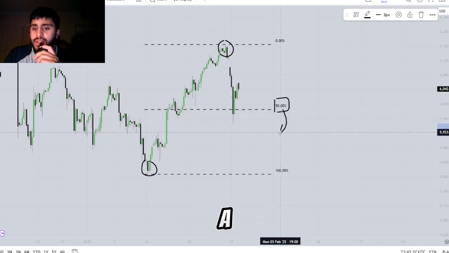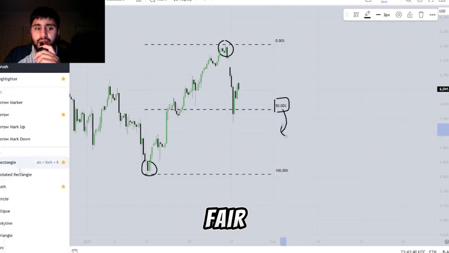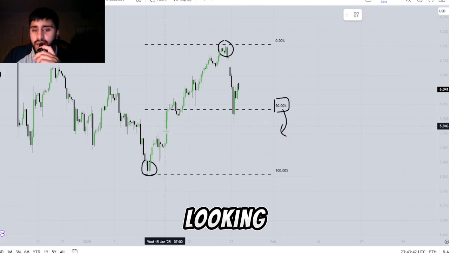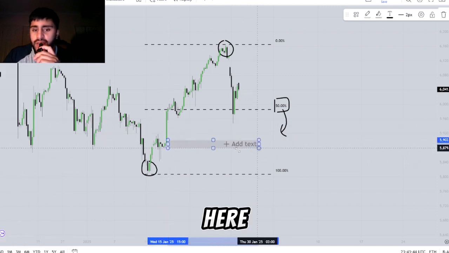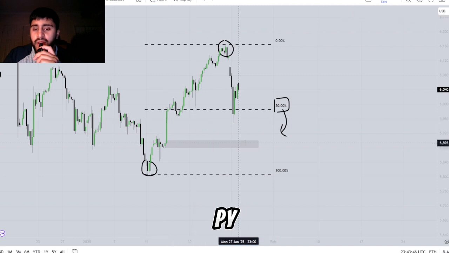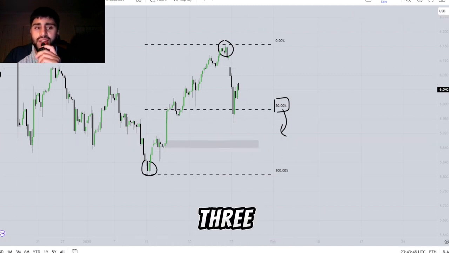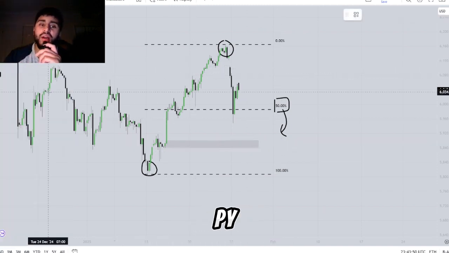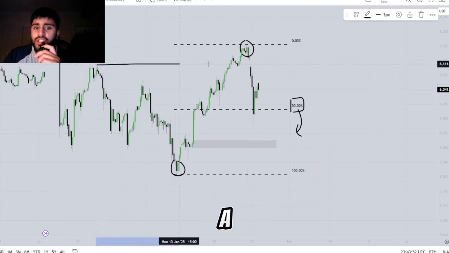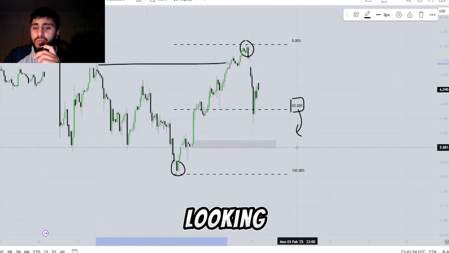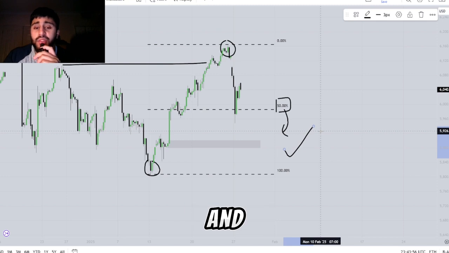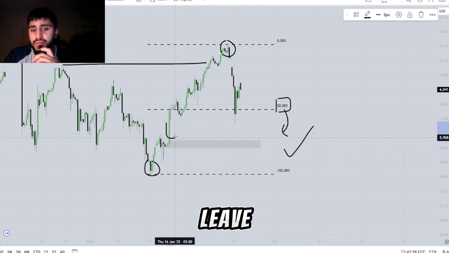Anything below is a discount, right? So we're looking at a discounted fair value gap. We are looking basically at this area over here. This is my point of interest. This is my POI. Again, quickly, what makes a POI? Three simple steps make any POI. The first thing we're looking for is a shift of the market structure. The second thing we're looking for is for price to be in a discount. And the third thing we're looking for is for price to leave a fair value gap.